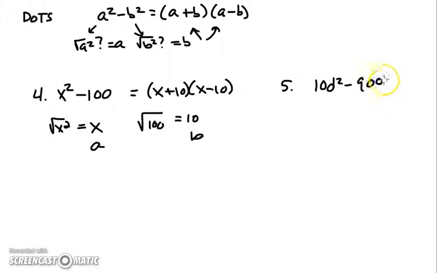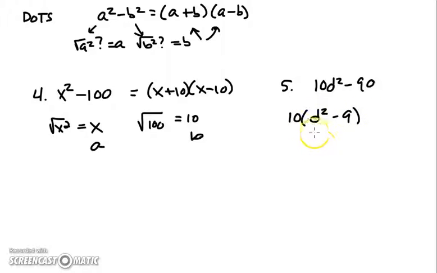So the first thing that we're going to want to say is, do we have a greatest common factor? I have a 10 here, I have a 90 here. What can I divide these things by? Well, I can divide each one by 10. So I'm going to factor a 10 out. 10 divided by 10 is 1 b squared. 90 divided by 10 is going to be 9.